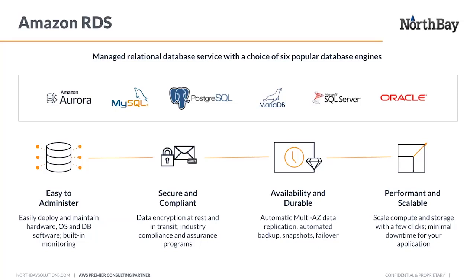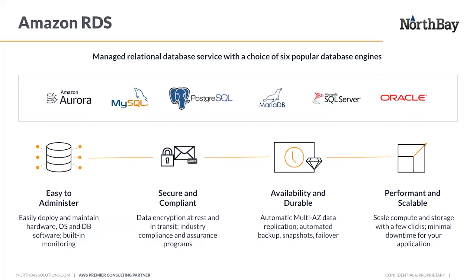Availability and durability: automatic multi-AZ data replication. So it's all set up for you: automated backups, snapshots, failover. You can set up snapshots, how often you want to take them and where you want to store them. Generally, people store it in S3. S3, if you are not aware, is a storage service provided by AWS.